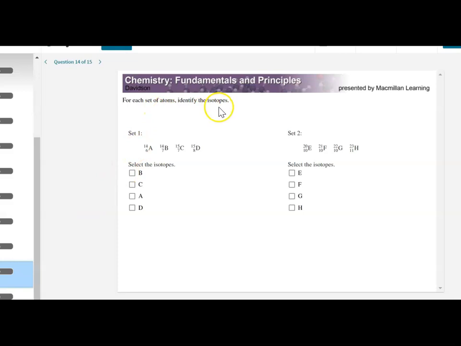Here, we want to know the isotopes. We know isotopes have the same atomic number. So when we look at these symbols, the atomic number is on the bottom. So you're looking for the ones that have the same number down here on the bottom. So that would be B and C. Over here, there's 3 isotopes because there's 3 tens on the bottom. So all 3 of those would be isotopes.